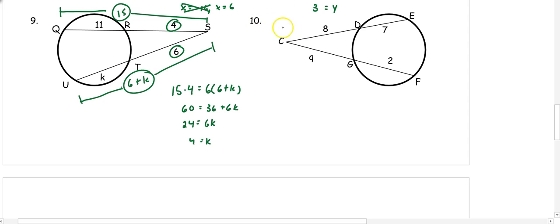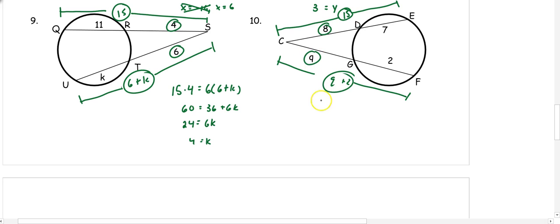In number 10, the whole secant on the top is 15 because we have 8 plus 7. And on the bottom, the whole secant is q plus 2. So remember, again, we're using the whole times the outside. So we have 15 times 8 equals q plus 2 times q. So 15 times 8 is 120 equals q squared plus 2q. So because there's a squared term, this is a factoring, so we're going to move 120 to the other side. So q squared plus 2q minus 120.